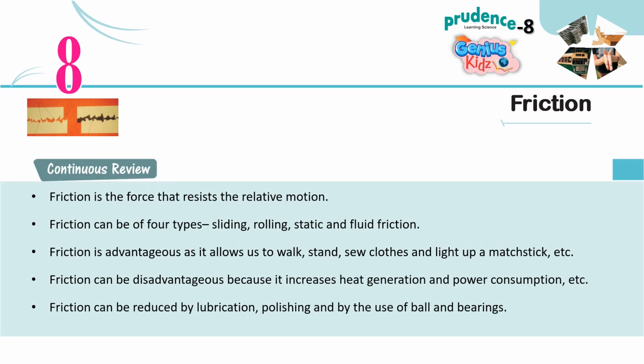Continuous review. Friction is the force that resists relative motion. Friction can be of 4 types: sliding, rolling, static, and fluid friction. Friction is advantageous as it allows us to walk, stand, sew clothes, and light up a matchstick, etc. Friction can be disadvantageous because it increases heat generation and power consumption, etc. Friction can be reduced by lubrication, polishing, and by the use of ball and bearings.